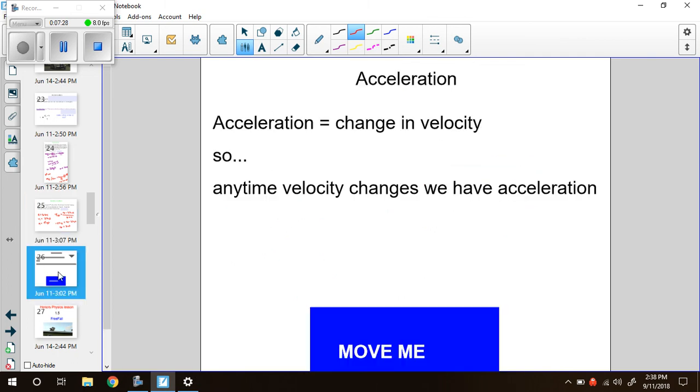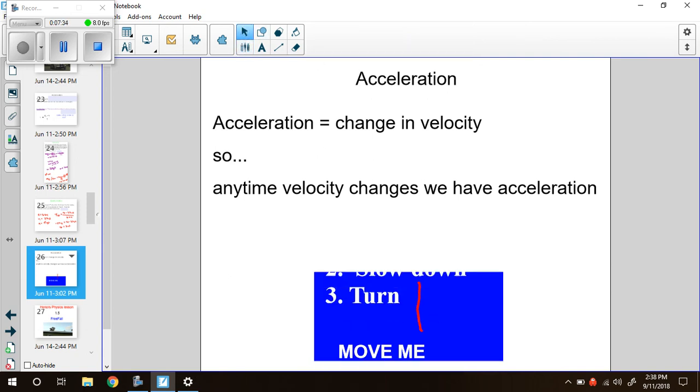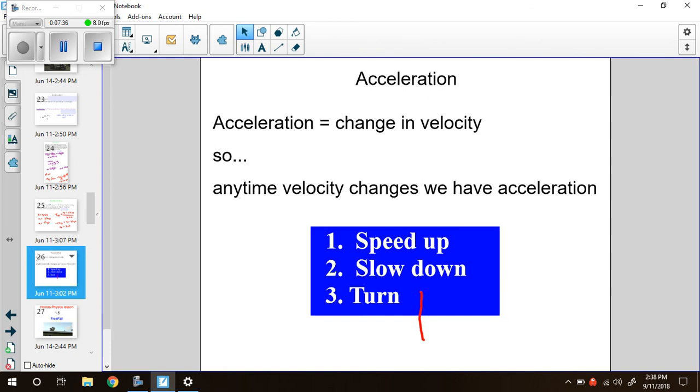All right, real fast. Acceleration is a change in velocity. So anything that changes velocity gives us an acceleration. So speeding up, slowing down, or turning, right? So good stuff to keep in mind.